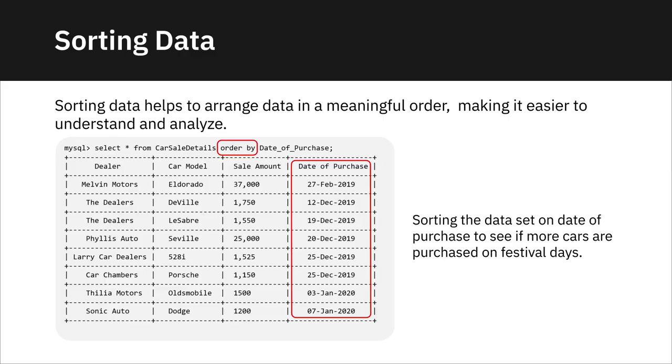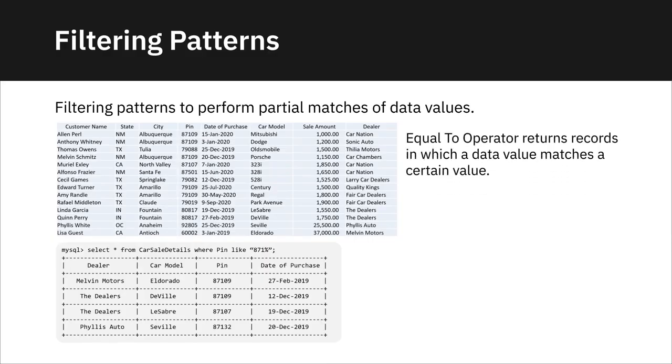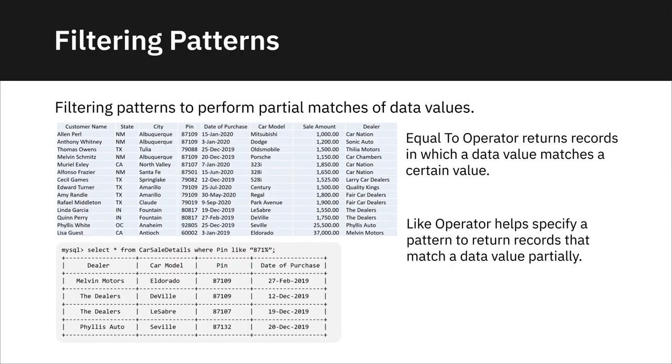Another powerful querying technique is filtering patterns, which allows us to perform partial matches of data values. Unlike an equal to operator that returns records in which a data value matches a certain value, the like operator helps you to specify a pattern to return records that match a data value partially. In our dataset, for example, let us say we want to filter data for all purchases that happen in a region. The first 3 digits in the PIN codes within this region are constant, but the remaining 2 digits vary for each area within that region.